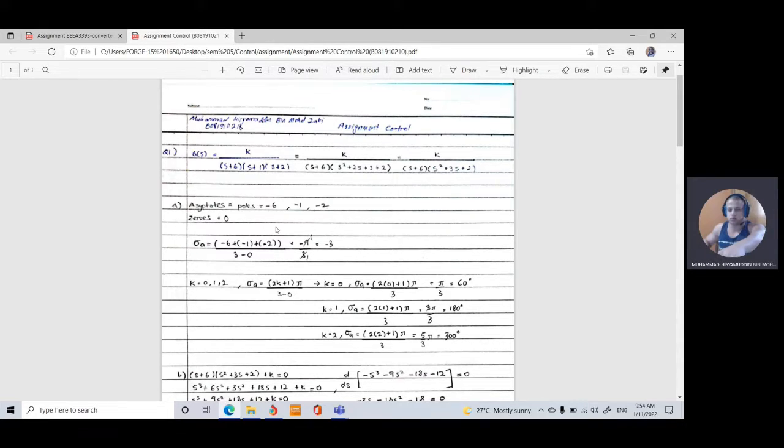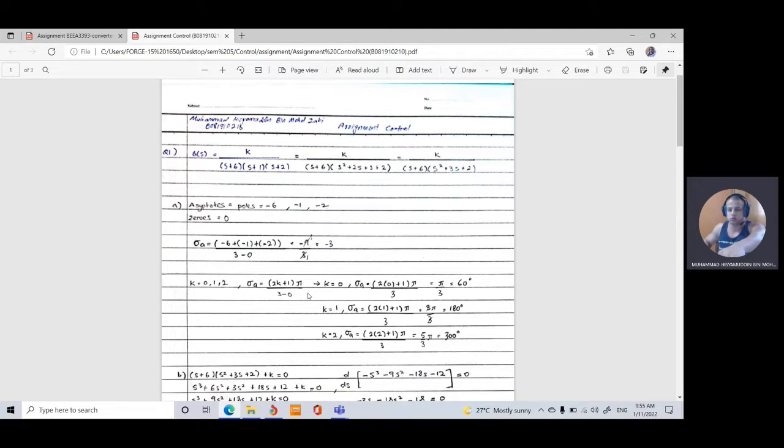Dan kita kena cari the asymptotes intersect real axis. Ini adalah calculation untuk dia. Negatif 6 tambah negatif 1 tambah negatif 2 bahagi poles tolak 0. So poles tolak 0, 3 tolak kosong. So punya asymptote intersect at real axis is negatif 3.